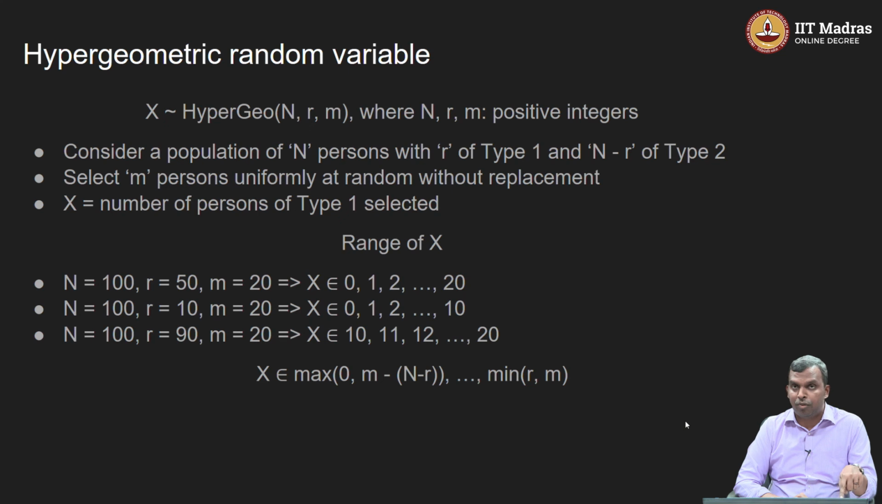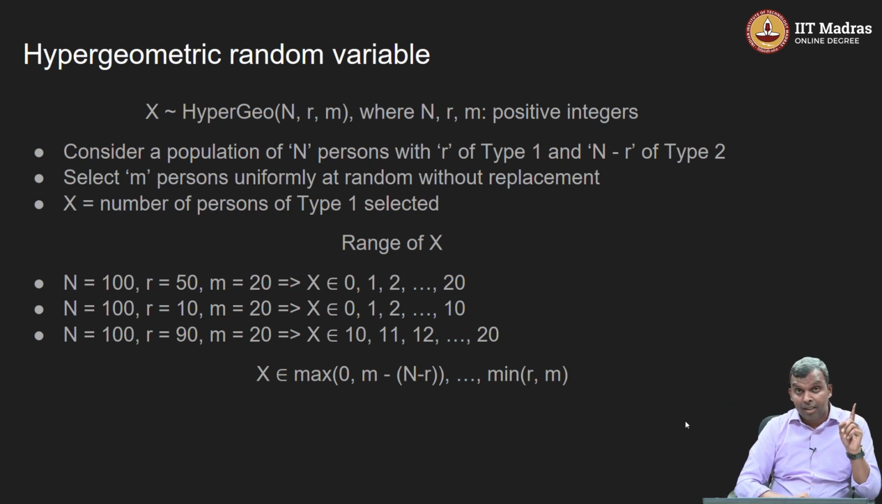Suppose n is 100. We fix n as 100. And let's say r is 50. So there are 50 people of type 1, 50 people of type 2, and I'm picking 20 people. In that case, my random variable X could take values from 0 to 20. I could have 0 people of type 1 up to 20 people of type 1.